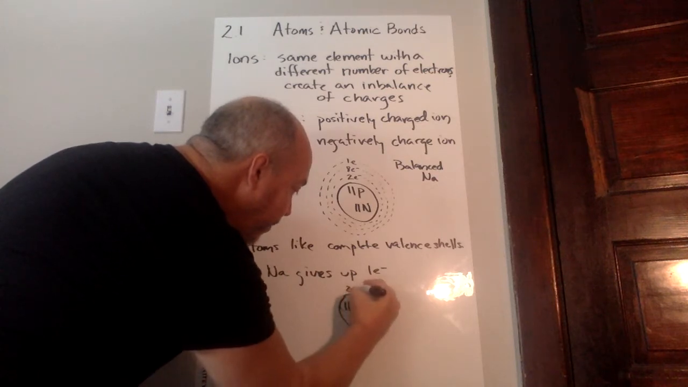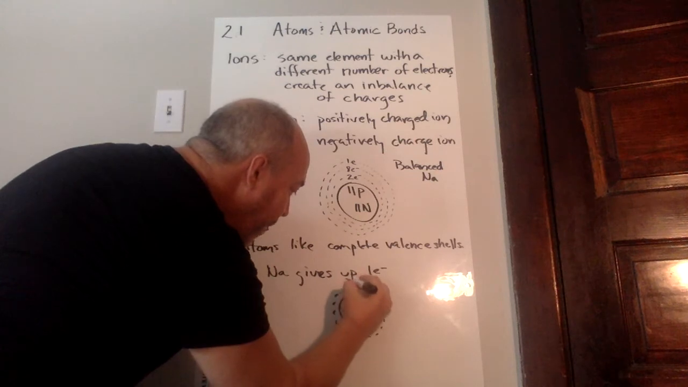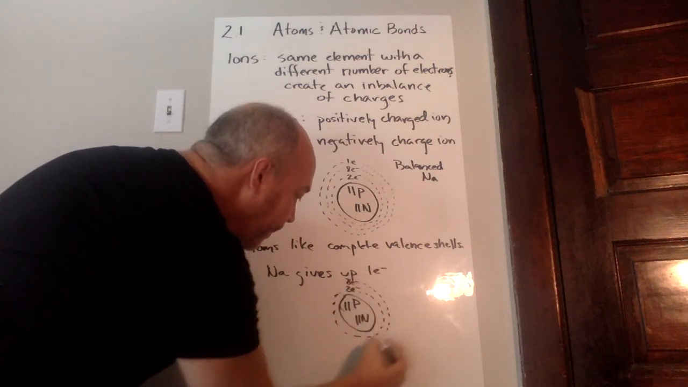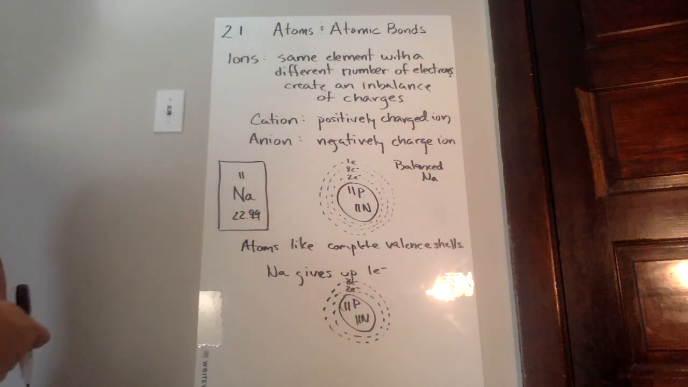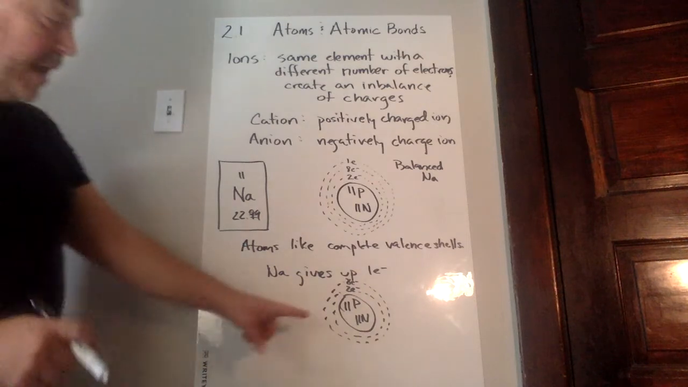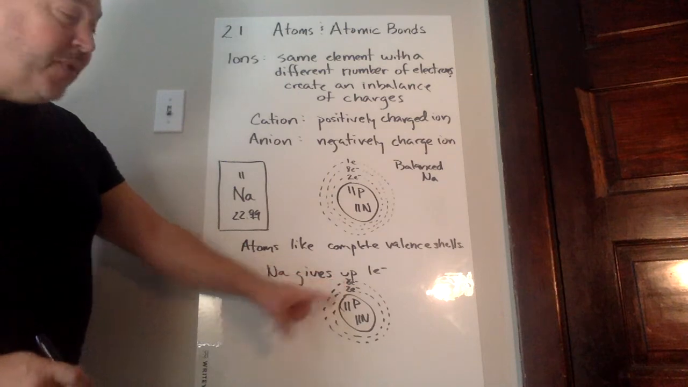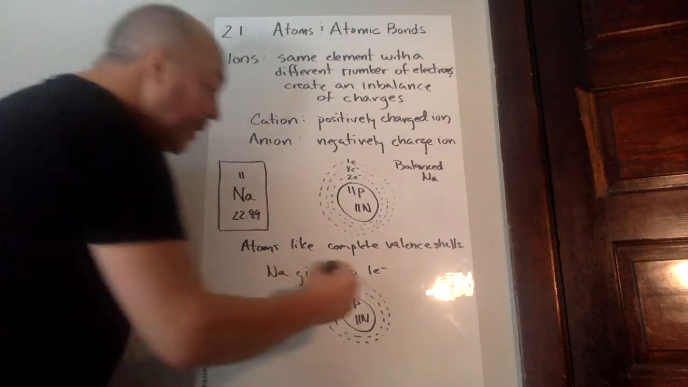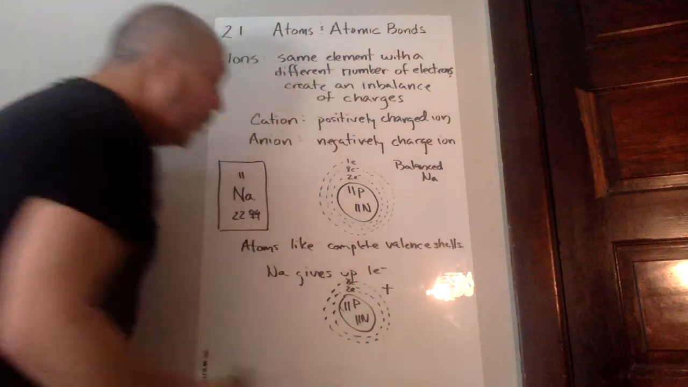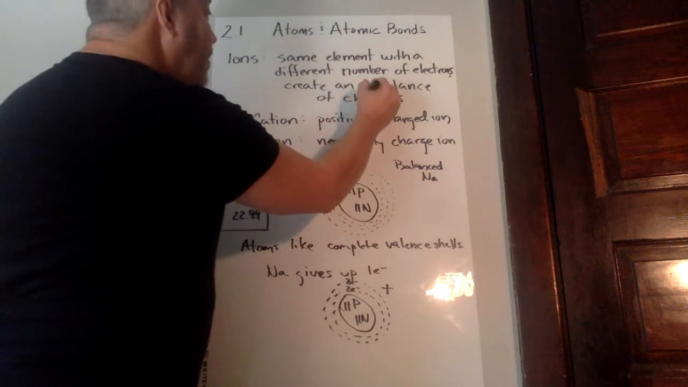We still have those 2 electrons in that first shell, but now we have a complete second shell. We get rid of that electron in the third shell. But notice, I now have 11 protons. I only have 10 electrons. If I have 11 positives and I subtract 10 negatives, this leaves this ion with an extra positive charge. And so there is the imbalance.